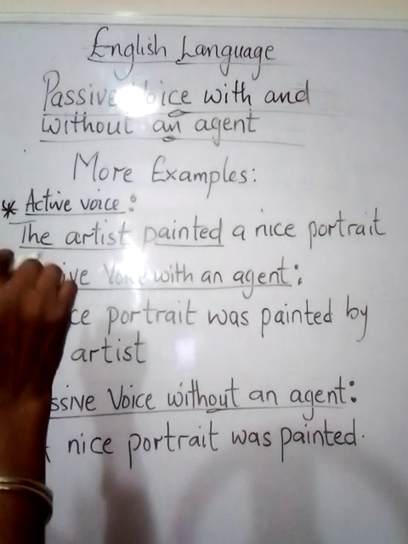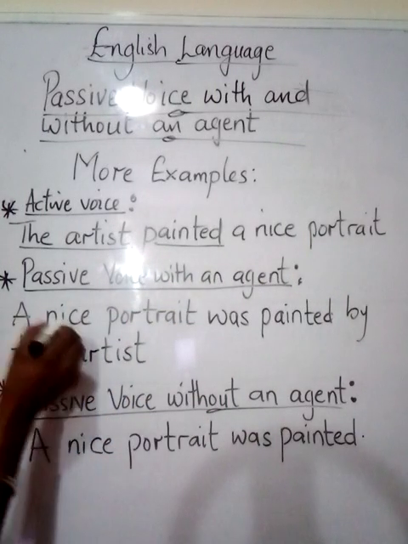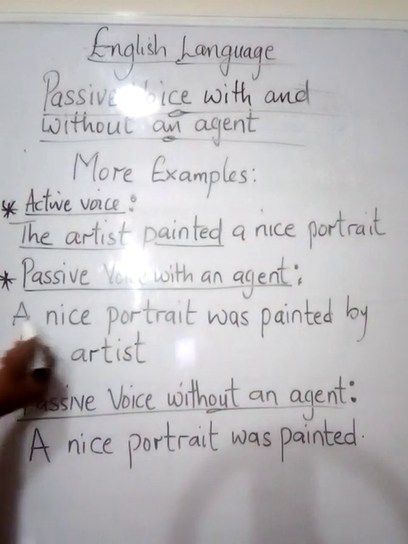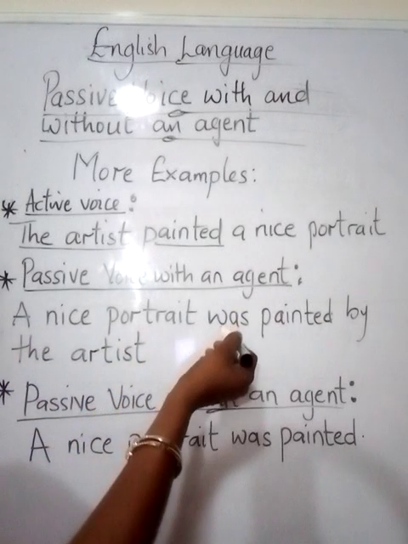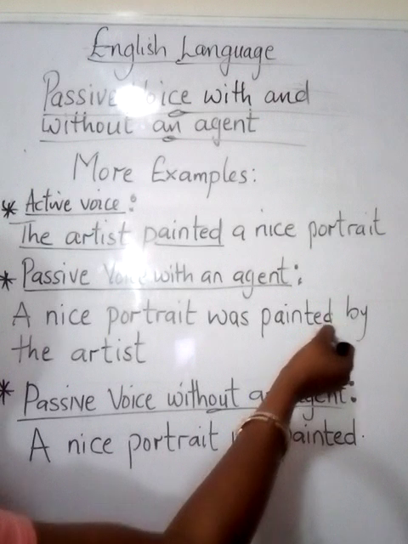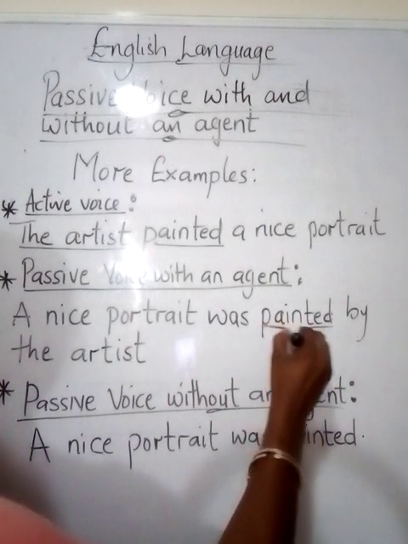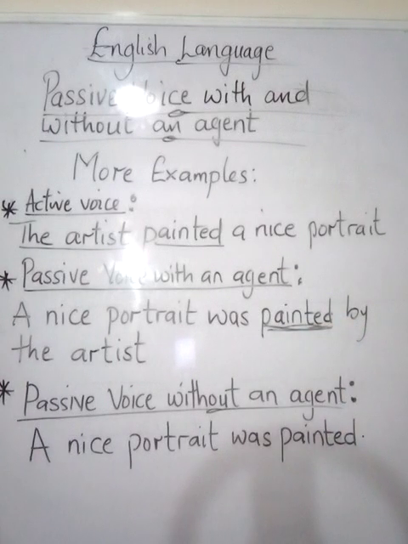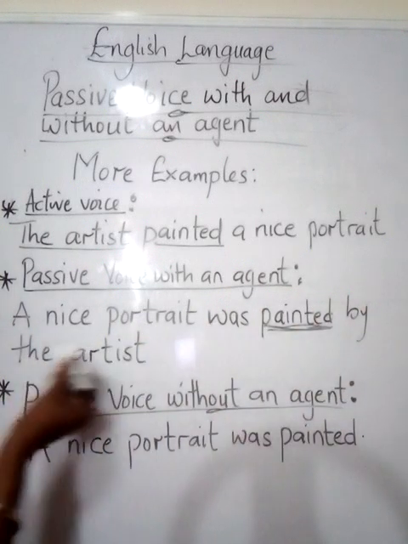Now, this same idea, we're going to see it in the passive voice with an agent. It says, a nice portrait. Here we see the object coming to take the position of the subject of the sentence. A nice portrait was painted. Please take note, past participle. You have paint, painted, painted. This is the past participle of the word paint. Okay, so a nice portrait was painted by the artist.